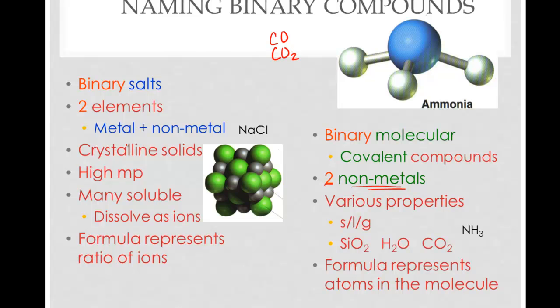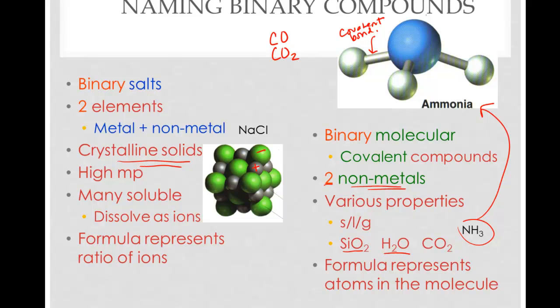While the binary salts are very similar to each other, they are crystalline solids, there are a variety of properties for the binary molecular compounds. We have solids like silicon dioxide, which is sand, liquids like water, and gases like carbon dioxide. This is ammonia, and the formula actually represents a molecule. This is a covalent bond, and we are assuming that they are sharing electrons rather than having negative and positive ions that we have in the salts.